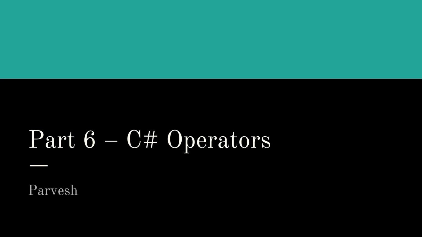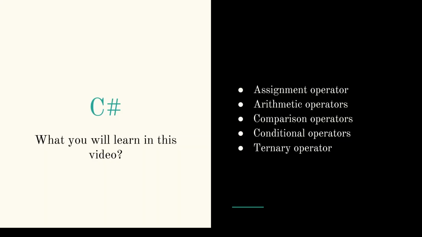In this video, we are going to see some of the C# operators. So let's get started. We have multiple types of operators in C#. First one is the assignment operator. Second one is the arithmetic operator. We have comparison operators, we have conditional operators, and we have ternary operators. Let's see one by one what these are, and we will see the demo of these operators.